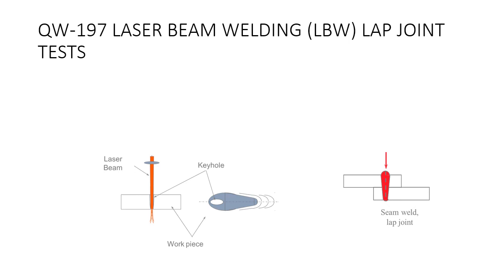QW197 covers laser beam welding. I haven't ever dealt with this, but laser beam welding is just like it sounds. You got a laser beam and you use it to make a weld with 2 pieces of material. So if you got that going on and you're in an industry where you have laser beam welding to ASME Section 9, QW197 is the paragraph, this is the area of the code that's going to drive what you've got going on.